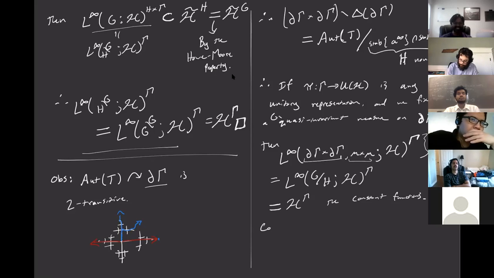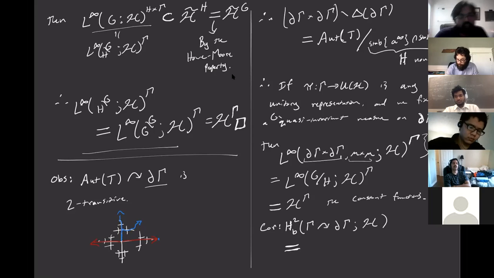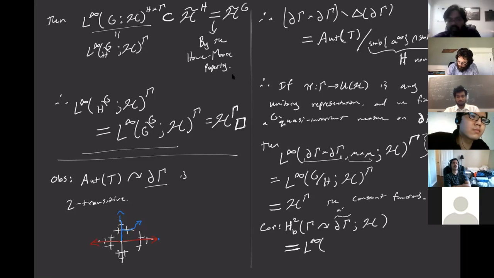So as a corollary of this, you can identify the bounded cohomology, and this only works for the two cohomology, the bounded two cohomology of this action with values in any Hilbert space. So for any representation, this is canonically isomorphic to just any equivariant functions on the triple boundary. So this is just canonically isomorphic, as a measure space, to L infinity functions on the triple, equivariant functions.